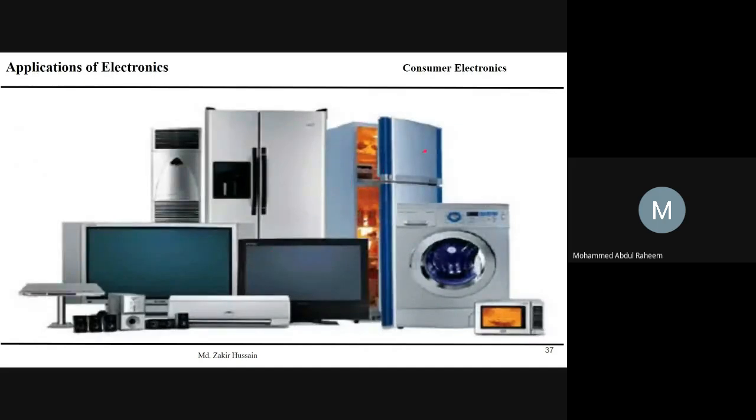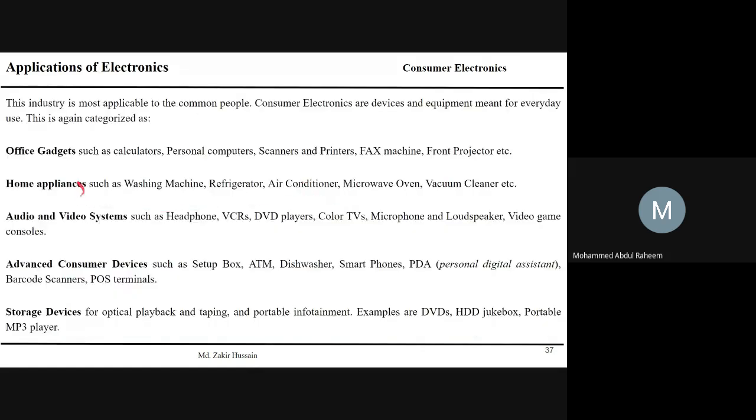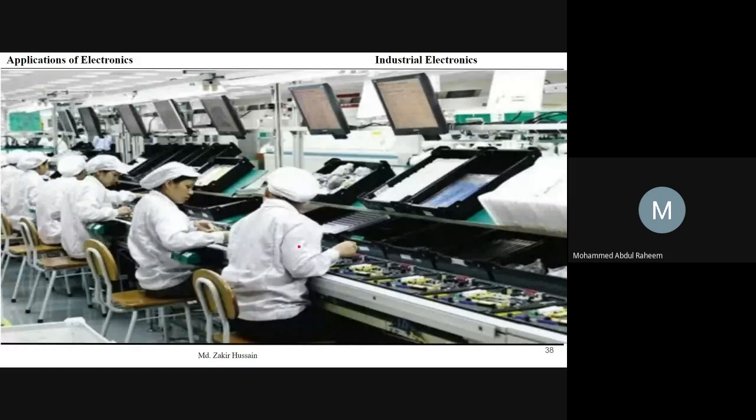Looking at this picture, you will appreciate what consumer electronics is all about. You have your office gadgets, home appliances such as washing machine, refrigerator, audio and video systems, advanced consumer devices, storage devices. All these are called consumer electronics. Again, I am emphasizing on every slide the importance of electronics.